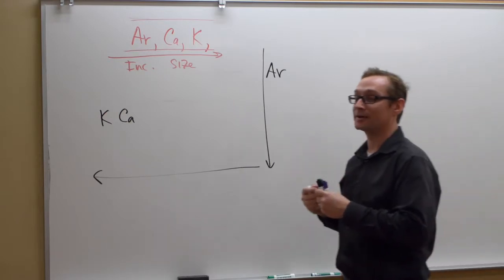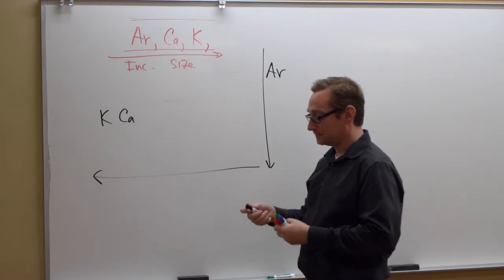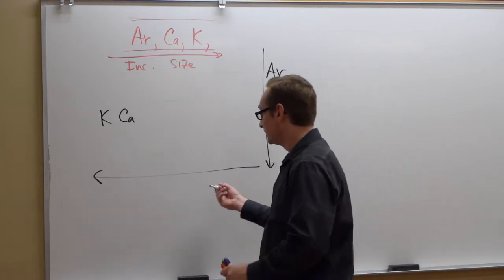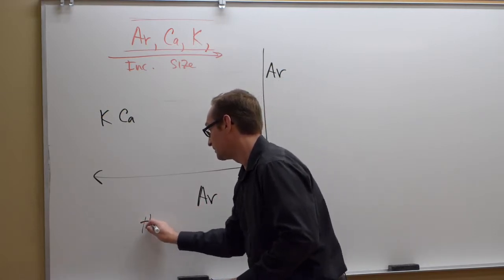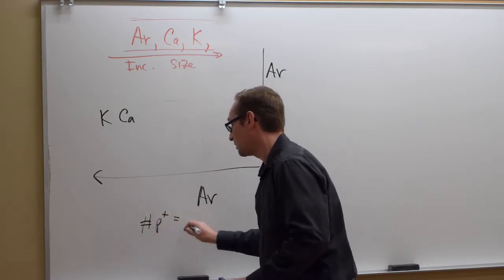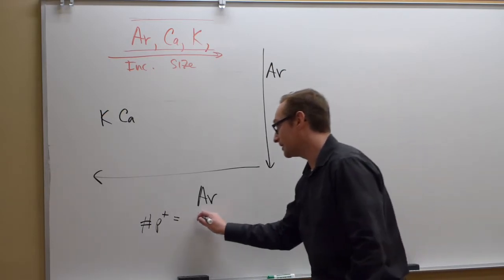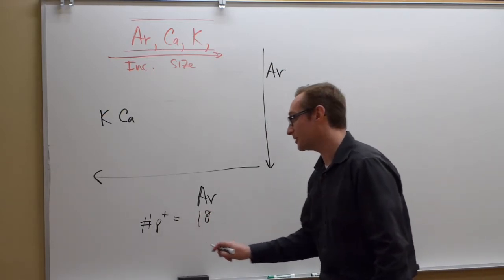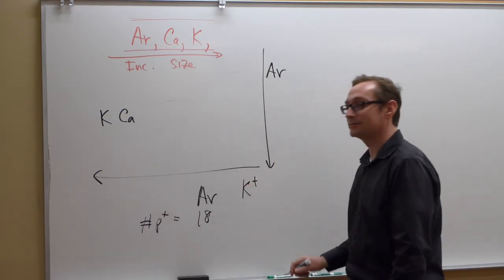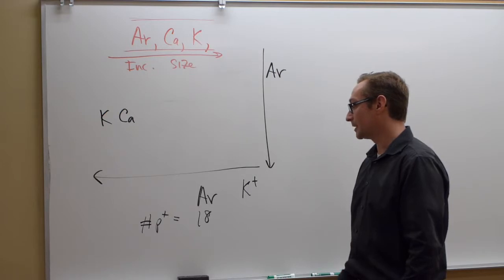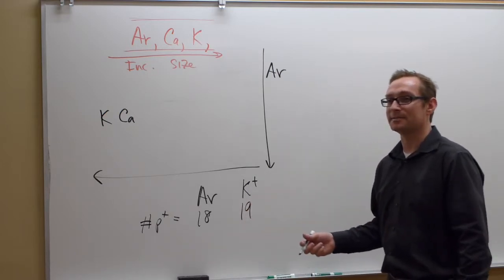So okay, so why is potassium plus smaller than argon? So let's compare these two. So you have argon, and it has, how many protons are in argon? 18, right? We have 18 protons in argon. Okay, how many protons are in potassium plus? You got 19 protons in potassium.